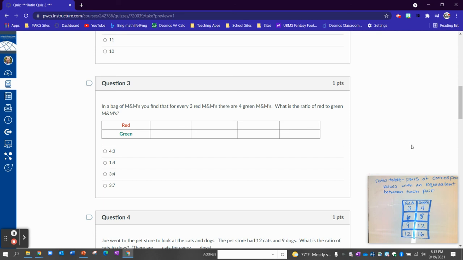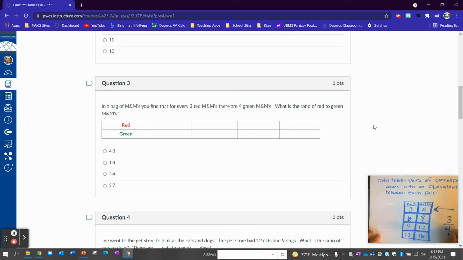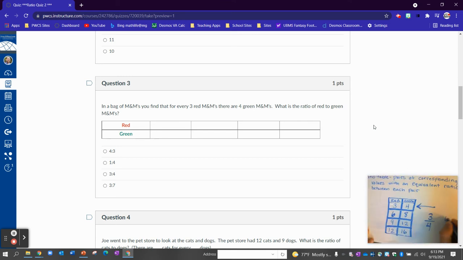The one that we want to know is the most simple version. So you would write it in simplest form, which is 3 to 4. 3 and 4 cannot be simplified because it doesn't have a common factor between the two numbers, where 6 and 8 do have a common factor.